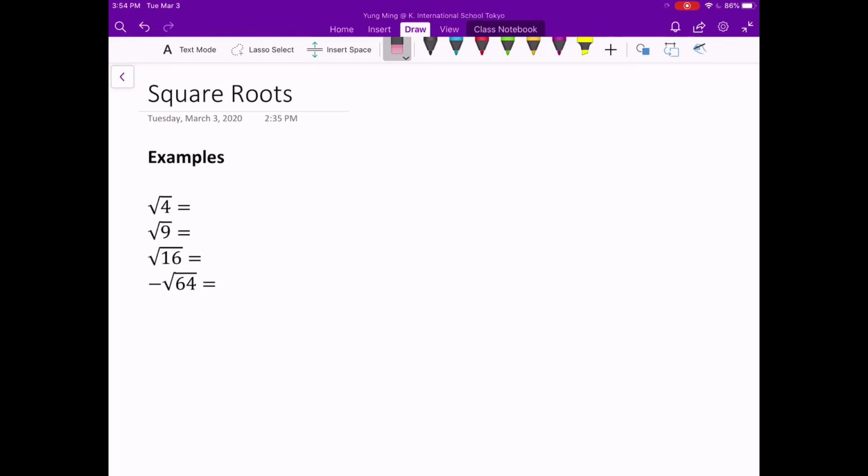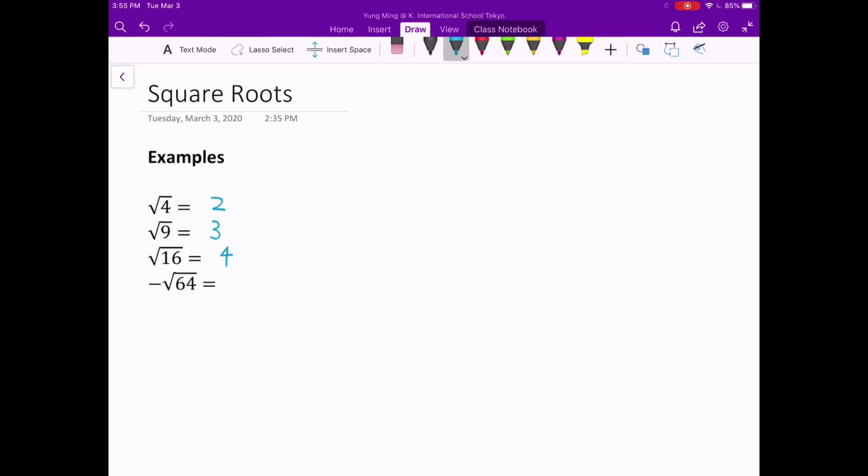Here are a few examples over here. I think most of us know the answers already. This is quite intuitive, so let's go through them. You can pause the video now to give yourself a few seconds to answer. Whenever you're ready, you can continue. Okay, so here we go. Root 4 is equal to 2. Root 9 is equal to 3. Root 16 is equal to 4.